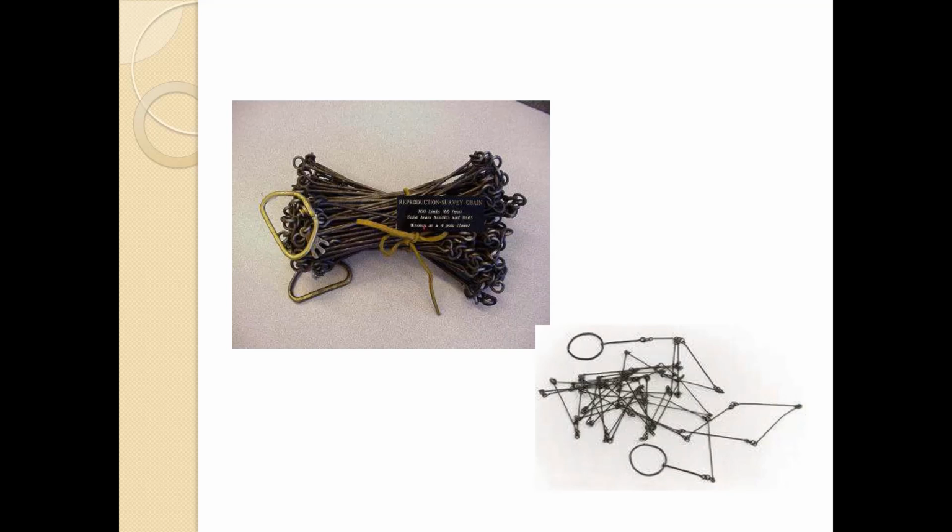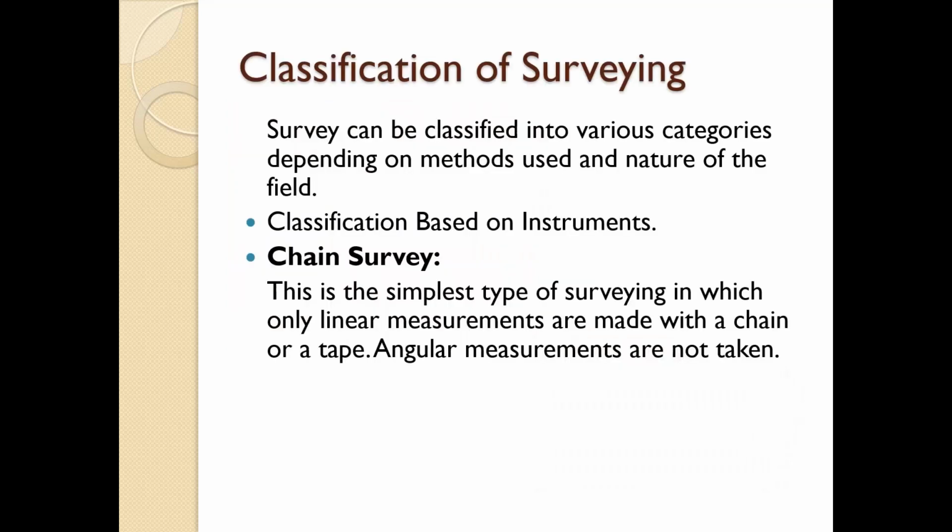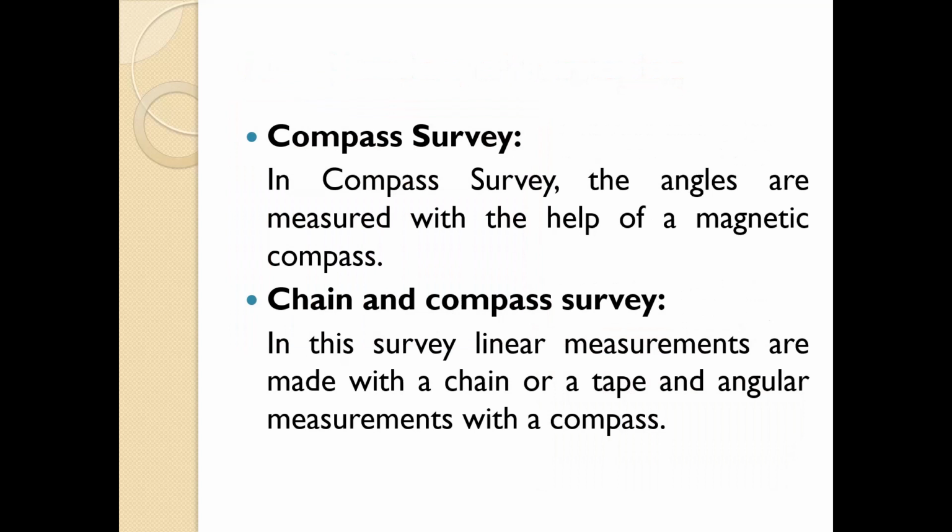Basically, 40 guntas is 1 acre. So keep this thing in mind. So these are the basics about the chain and chain surveying. Remember, chain surveying is used for linear measurement only. The angular measurements are not taken.